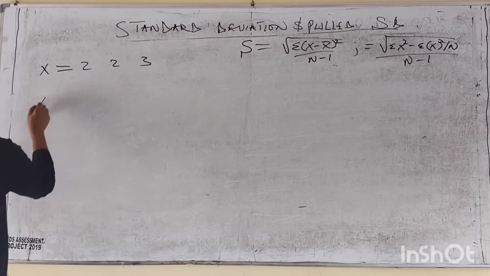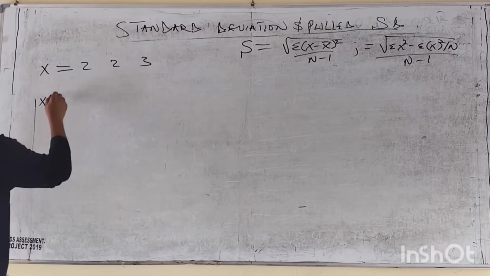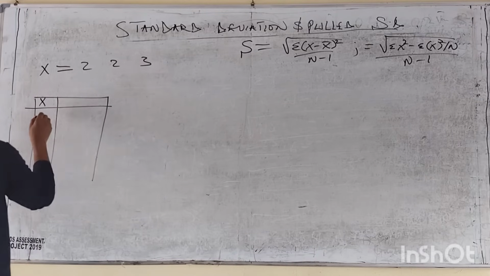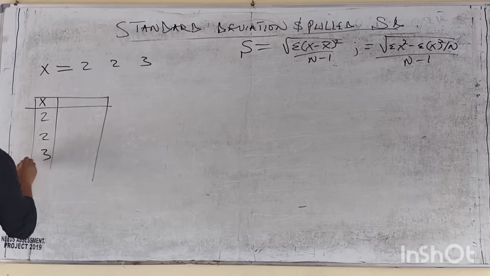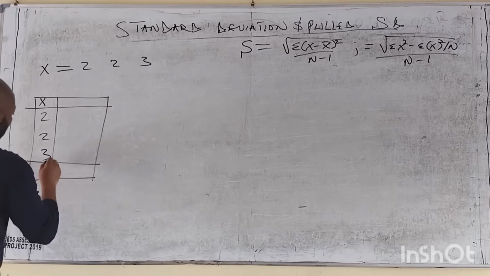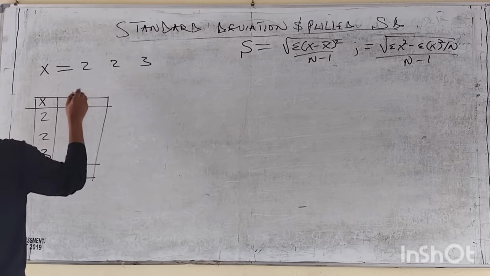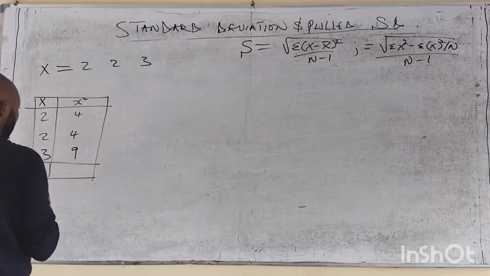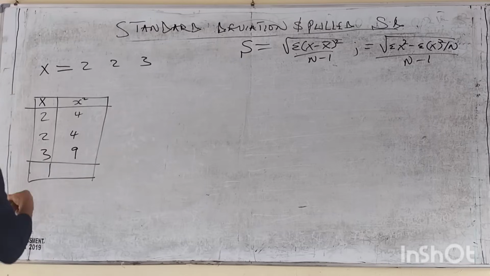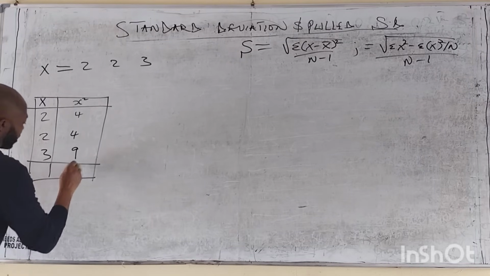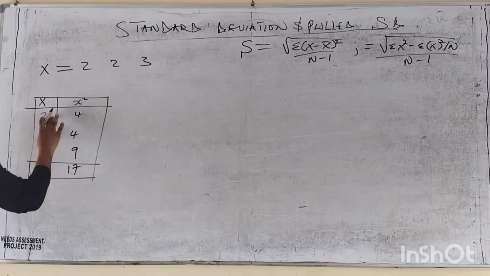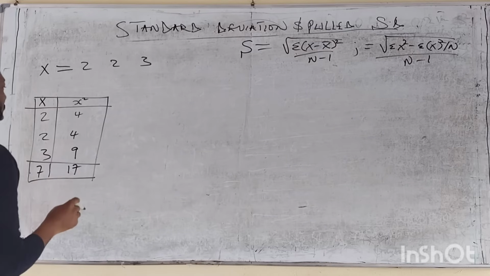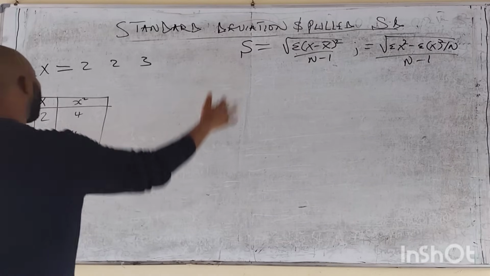Now my x is 2, 2 and 3. x squared will be 4, 4 and 9. 8 plus 9, 17. 17 total here. 4 plus 3, 7 here total. So for the first one, I think we're using the second one first.